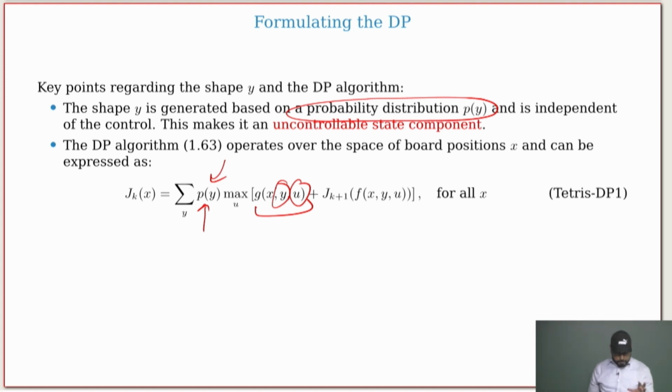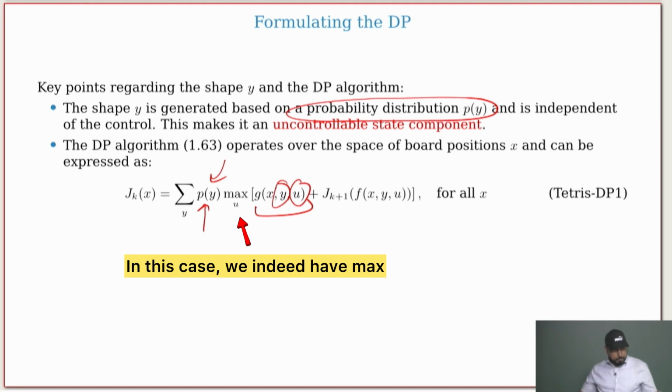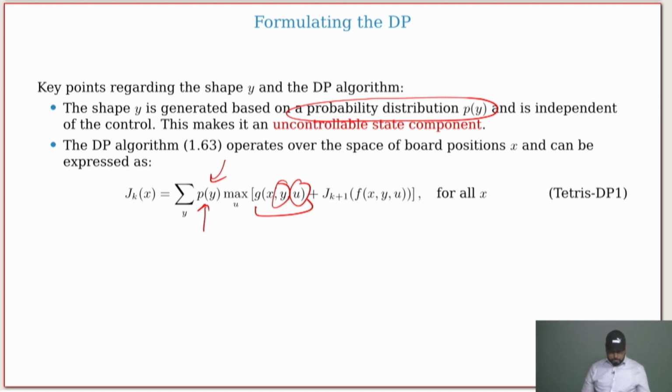In this case, because usually we would like to maximize the reward, we can write it as max rather than the mean that we usually write for the cost. So in this case, G is like a score. The moment I complete a row, the score will be very high. So this is what we want.